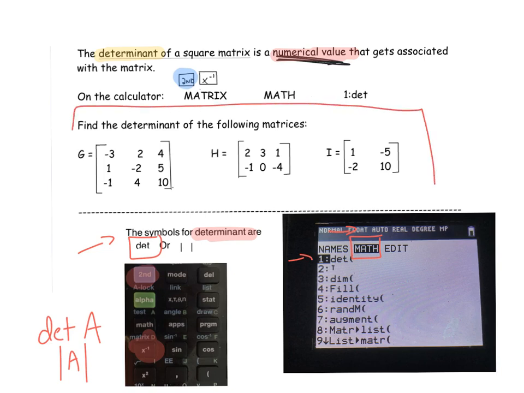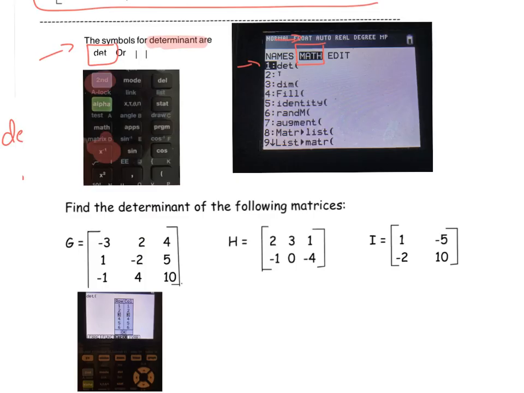So let's go about finding the determinant of these three matrices. First, to find the determinant of matrix G, I'm going to go to second and matrix and choose number 1 for determinant. And then here, since I'm just using these matrices once and then moving on, I'm going to use the alpha zoom template to set up my matrix. So here I'm going to go alpha zoom. I'm going to set up a 3x3 matrix, and then I'm going to enter in the entries, the numbers for this matrix.